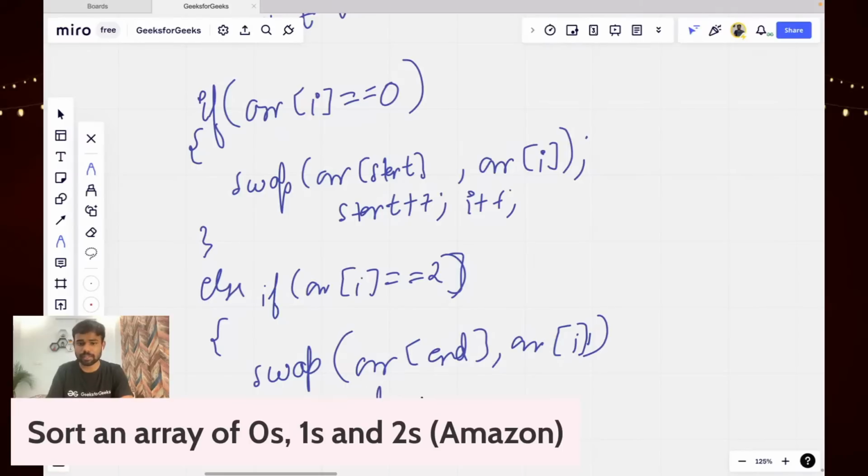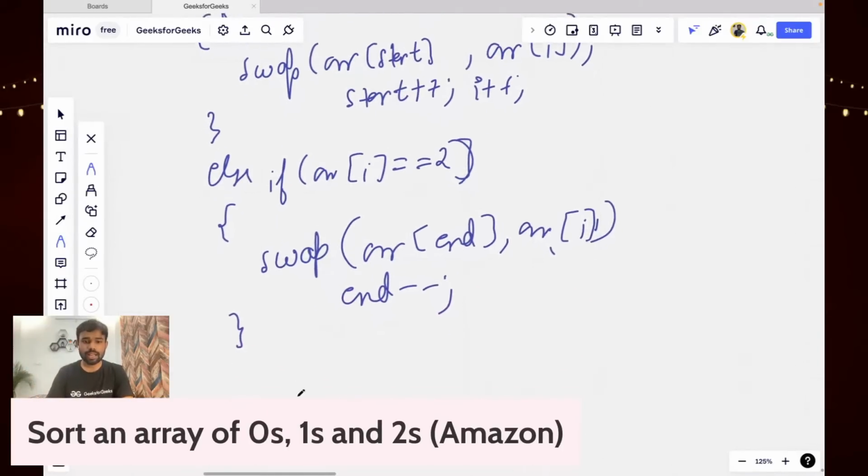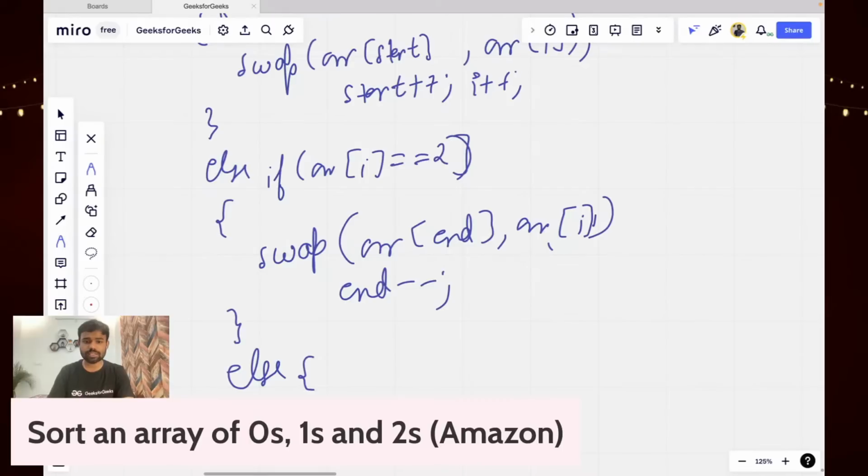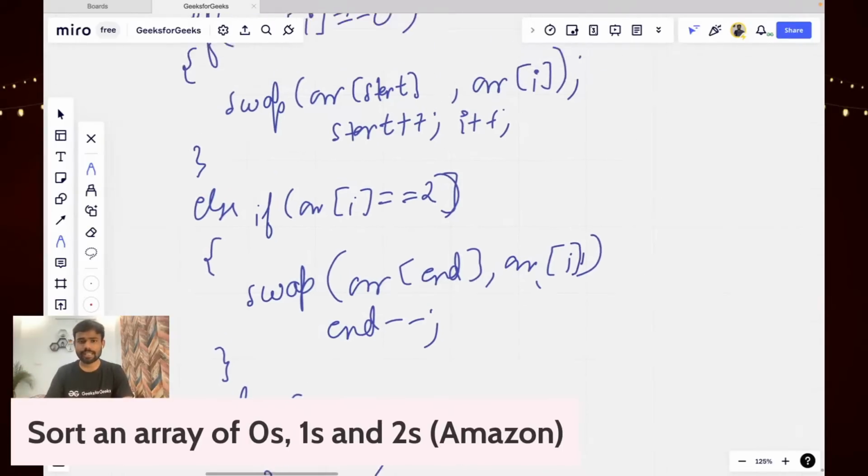Then we will make n minus minus. There is a case where we will not update I, and you will understand why we are doing this when we try it. And in the else case we will just do I plus plus, meaning we just continue with our I. Is this approach clear?